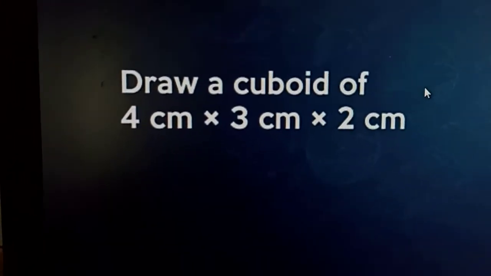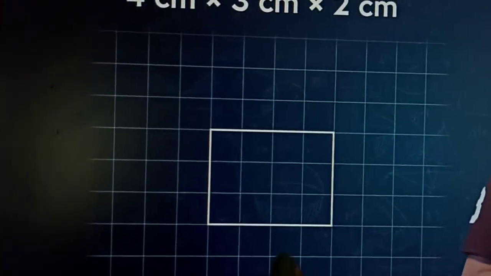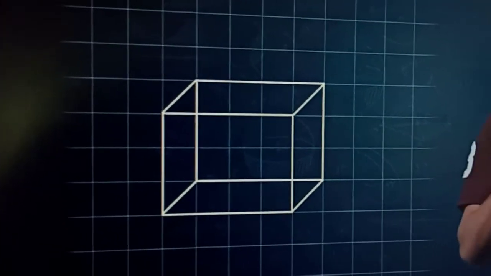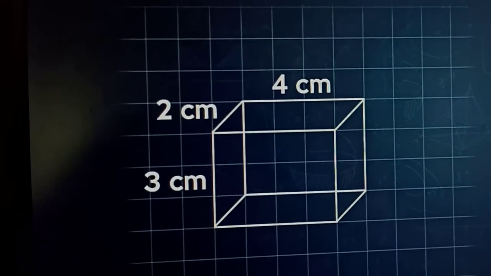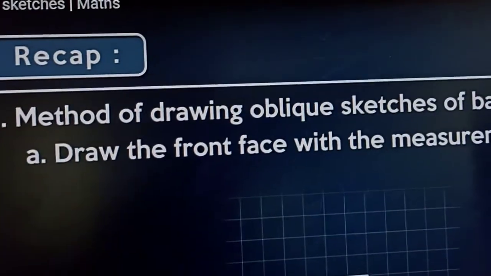When you draw a cuboid of 4 multiply 3 multiply 2 centimeter, then also see how isometric works. This one is 4 in the length, 3 in the breadth, right? Now 2 for the height, so we will take the gap of 2. See here. Then we join it, and then you will get the shape, right? This will be 2 centimeter. Here this will be 4.